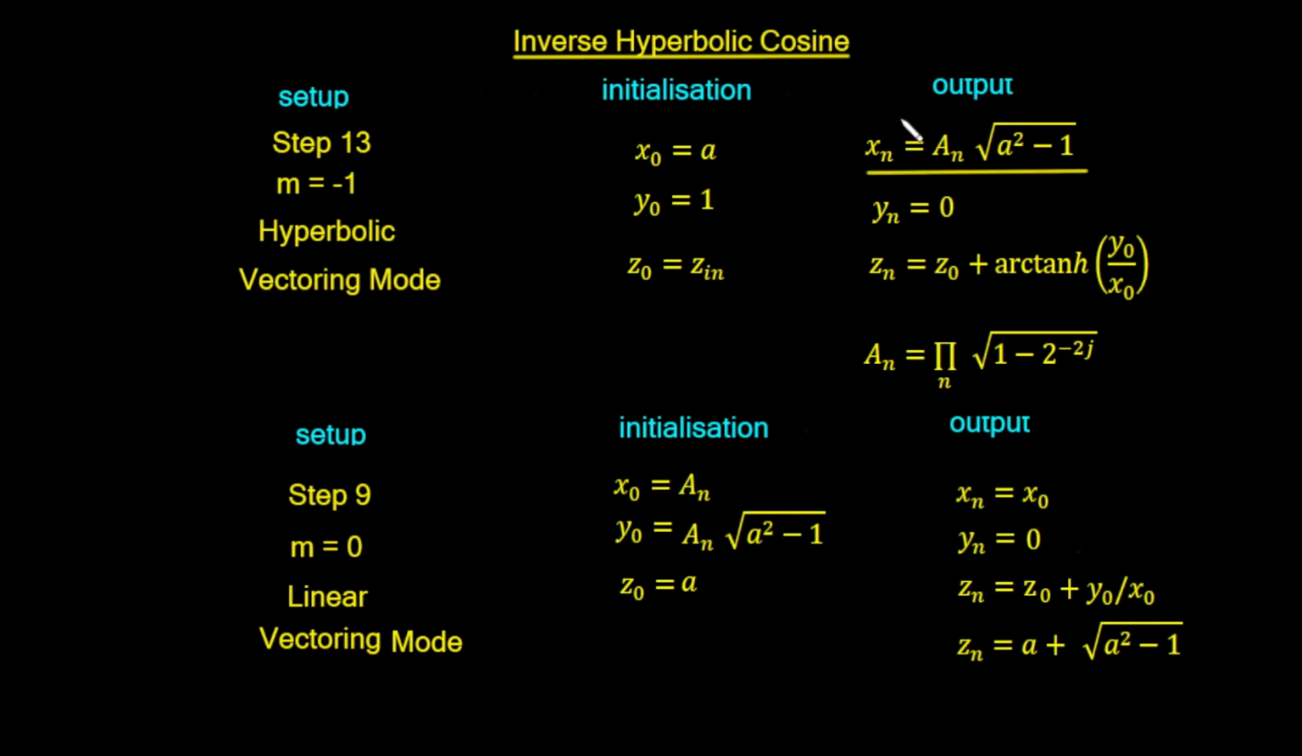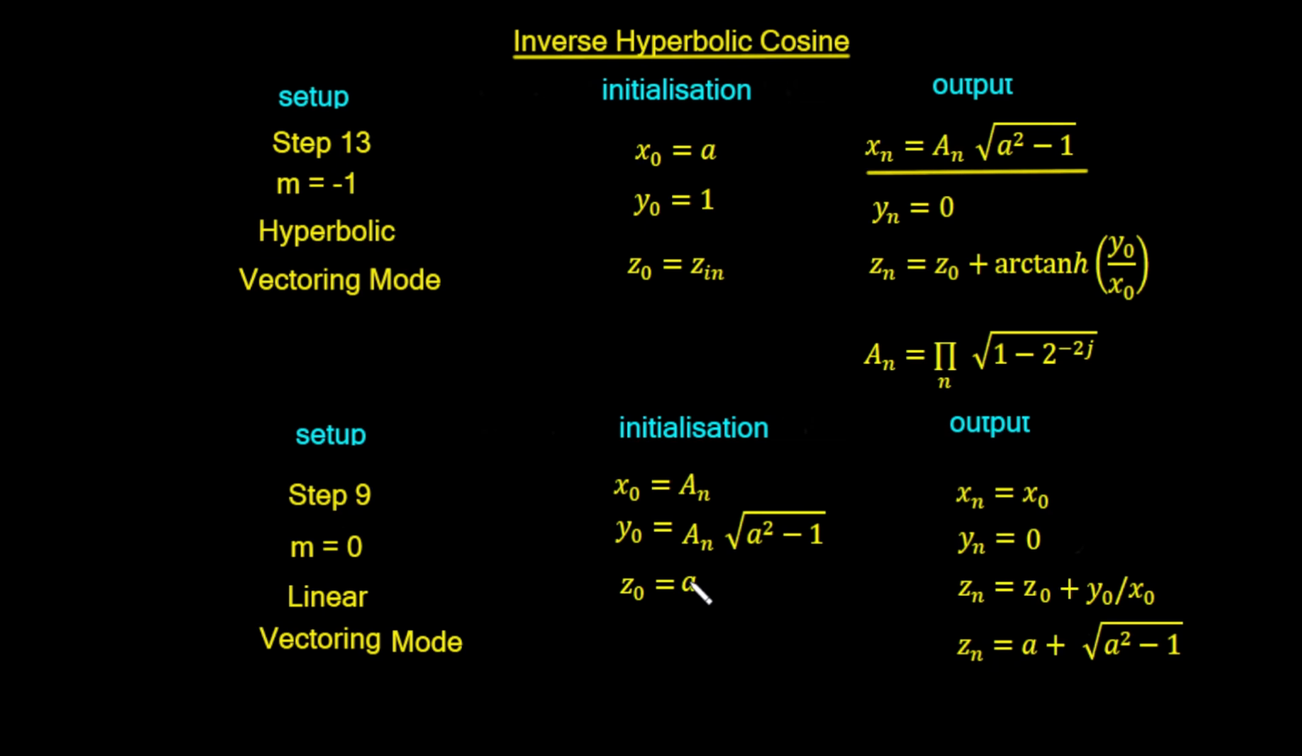The output we're interested in is the value xn, and that is equal to an, the square root of a squared minus 1. So we take this here and we pass it on to the next stage. Now the next stage is the same as step 9. M is equal to 0, it's linear and it's in vectoring mode. And we're doing a division by this value an. And we're also adding on a factor of a.